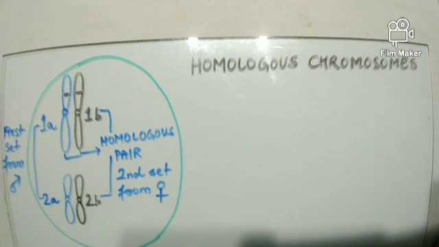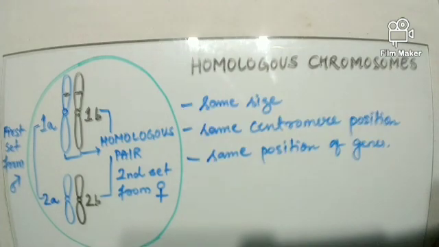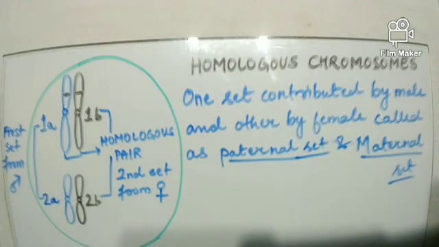So both the sets of chromosomes are similar with respect to different features, and therefore they are termed as homologous chromosomes. One set is contributed by the male parent and the other by the female parent, and therefore they are termed as paternal set and maternal set respectively. Paternal set for male and maternal set for female.